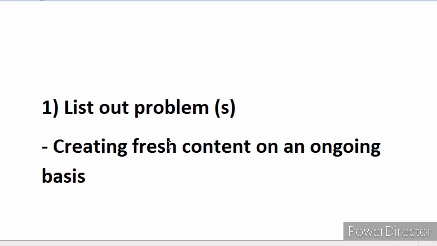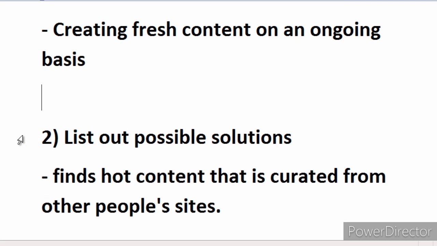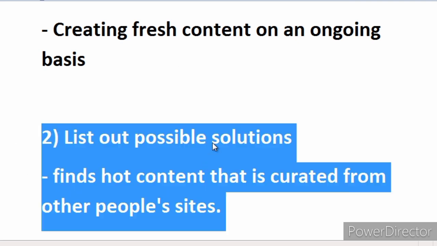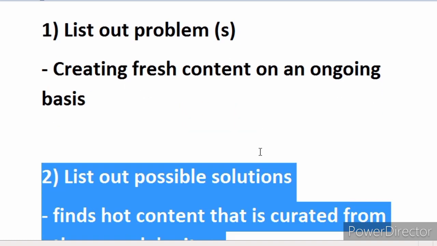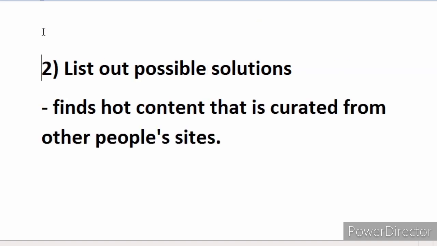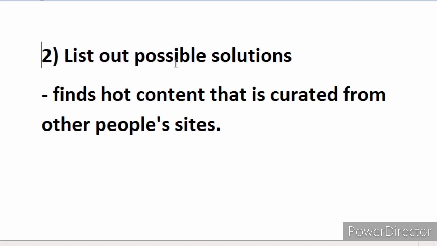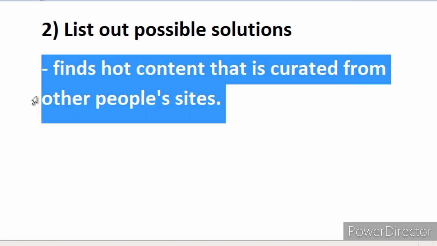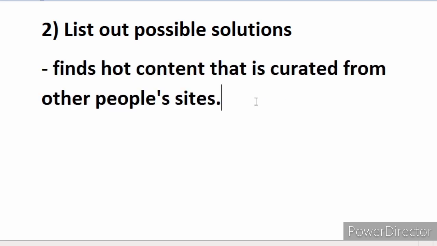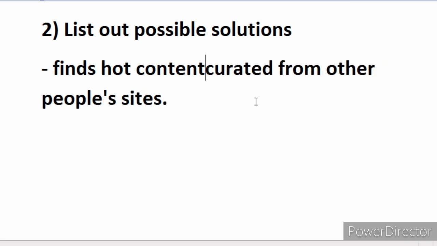Okay, so back to where we left off in the previous video. What we're going to do now is break down the list of possible solutions. We already figured out that the problem was creating fresh content on an ongoing basis. Now we're going to take the list of possible solutions right here, which is finding hot content that is curated from other people's sites and maybe placing it on the WordPress post or page. So let's write that down: finds hot content that is curated. Let's break it down here.